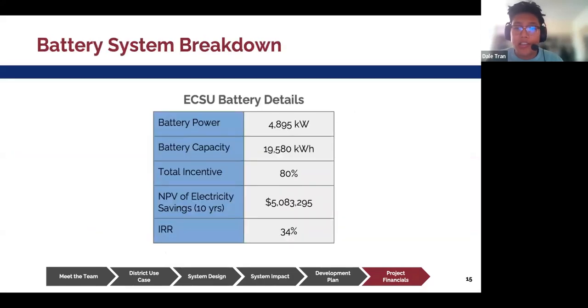Now looking at the on-site battery system breakdown, again, as Spencer has mentioned, we have the power and capacity detailed here, and Connecticut's massive incentives that give 80% returns, and you can see the values there. Next slide, please.